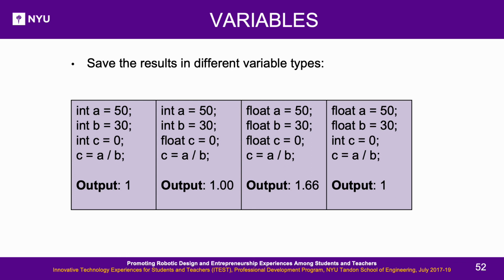When a and b are declared as type float and c as type integer, 50 divided by 30 should give 1.66. As c is type integer, only the integer part of the number is taken. So, the answer is 1.